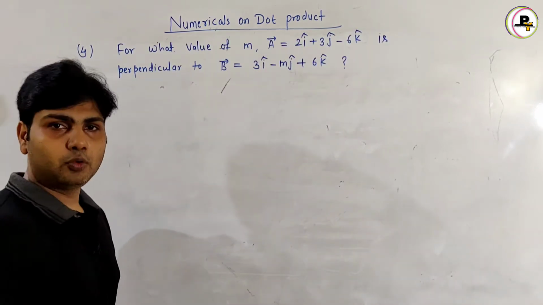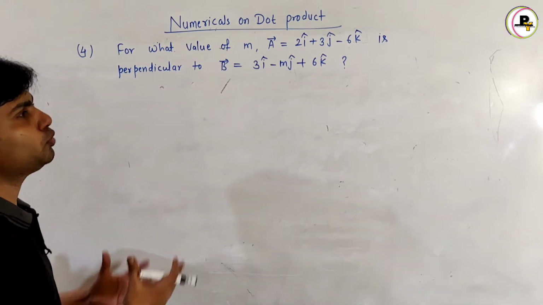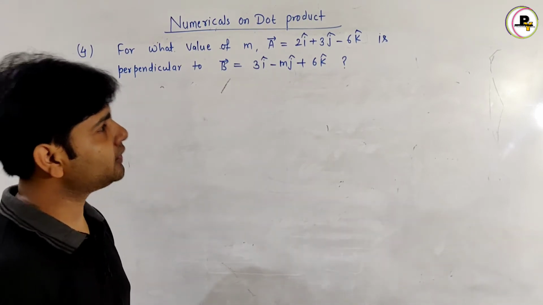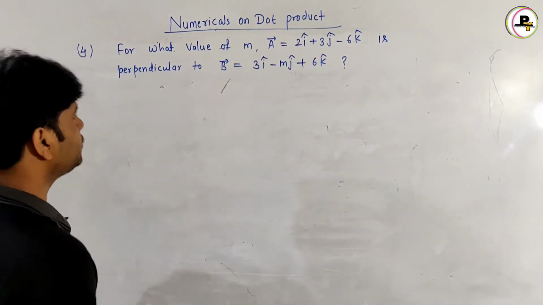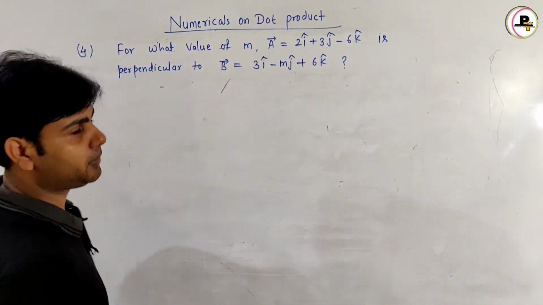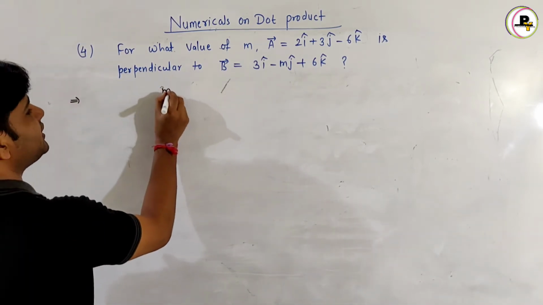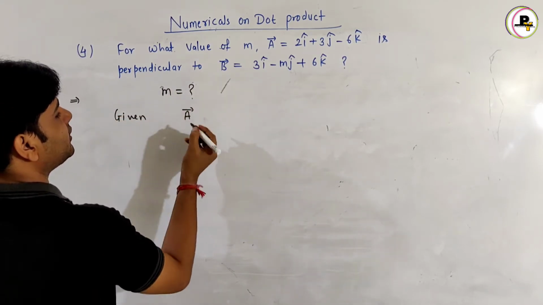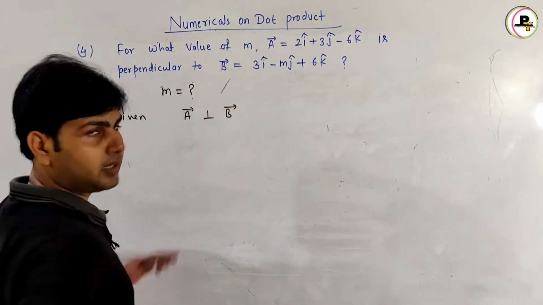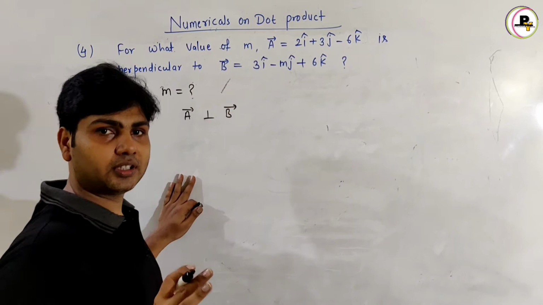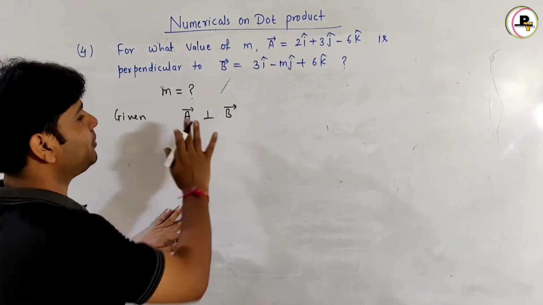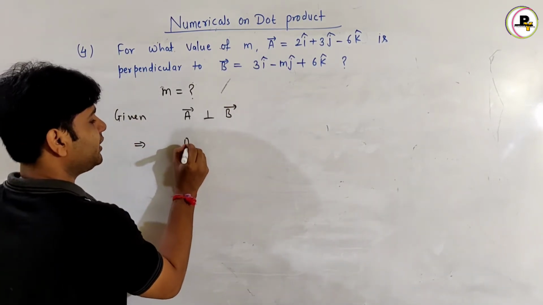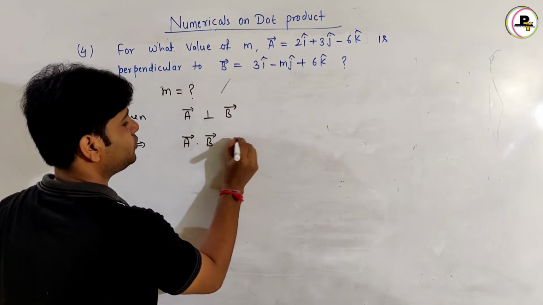Now what is question number 4? For what value of m is vector A equals 2i cap plus 3j cap minus 6k cap perpendicular to vector B, which is 3i cap minus mj cap plus 6k cap? So what are given? We have given vector A and vector B, and we need to find the value of m. A vector is perpendicular to B vector, and as I know by the properties of the dot product, if two vectors are orthogonal or perpendicular to each other, then their dot product is equal to 0. So I can take A vector dot B vector equal to 0.